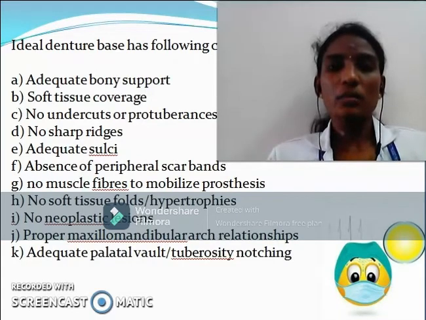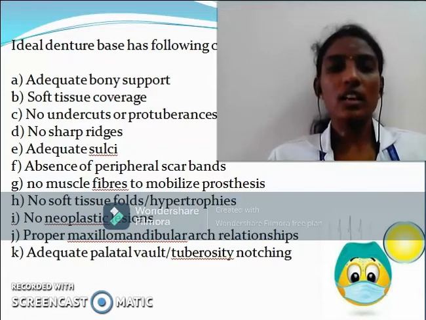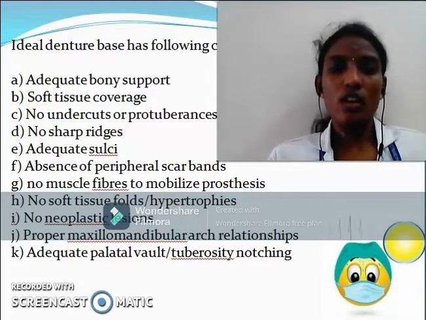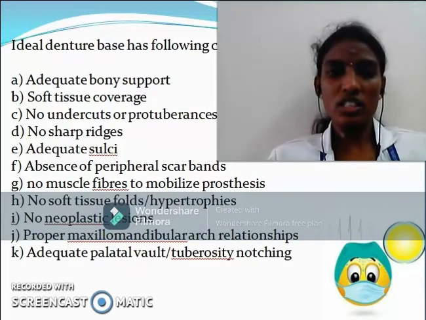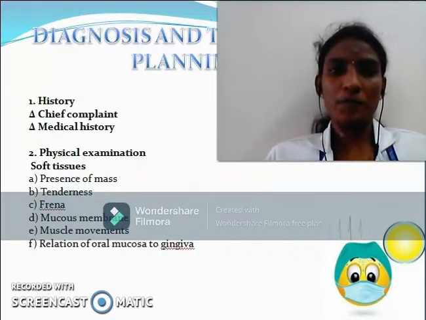The ideal denture base has the following characteristics: adequate bony support, soft tissue coverage, no undercut or protuberance, no sharp ridges, adequate sulci, absence of peripheral scar band, no muscle fiber to mobilize the prosthesis, no soft tissue fold or hypertrophy, no neoplastic lesion, proper maxillomandibular arch relation, adequate palatal valve, and tuberosity notch.